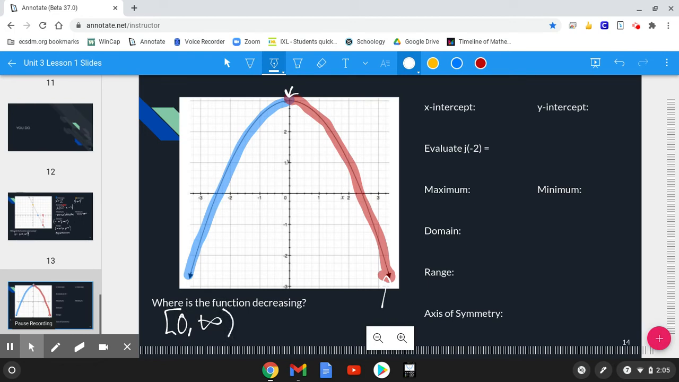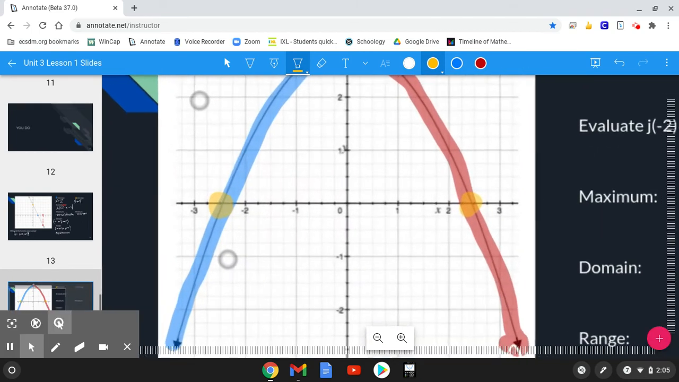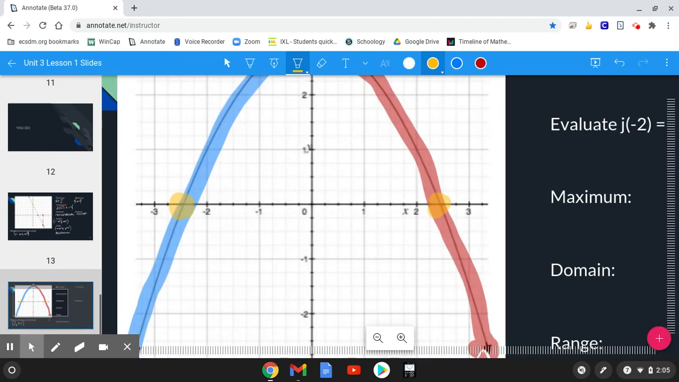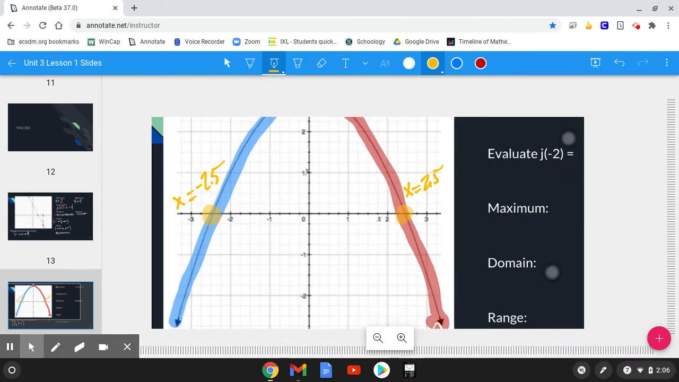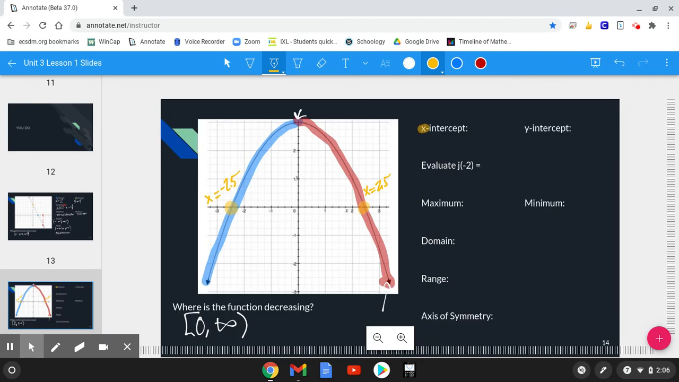What are our x-intercepts? We hit the x-axis in 2 points. It hits the x-axis right between negative 2 and negative 3, which is negative 2.5, and right between 2 and 3, which is positive 2.5. So our x-intercepts: x equals negative 2.5, and x equals 2.5.